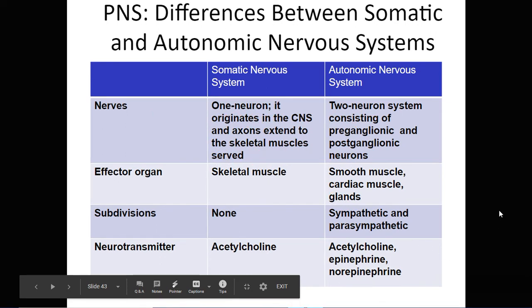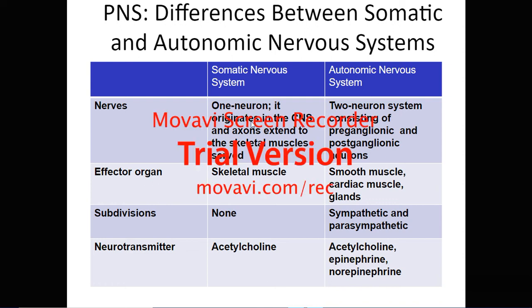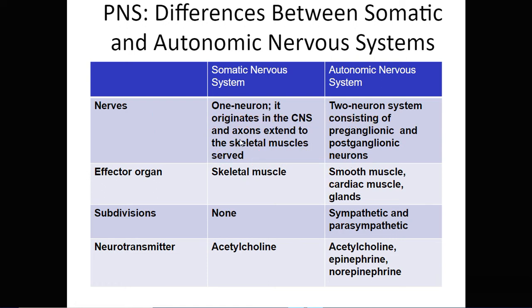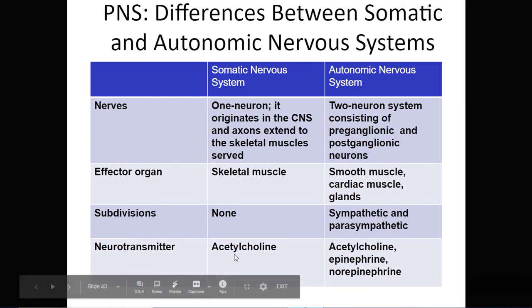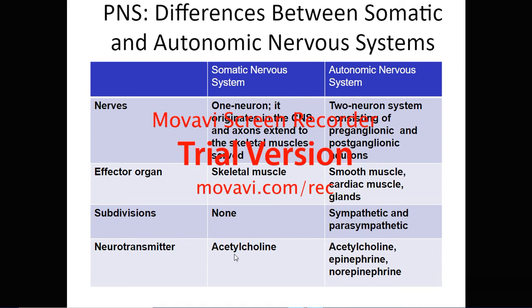All right, so this table summarizes the differences between the somatic and autonomic nervous systems. With the somatic nervous system, you have one neuron that originates in the central nervous system, and the axons extend to the skeletal muscle served. So the effector organs are always skeletal muscle, with no subdivisions, and the neurotransmitter is acetylcholine. Remember when we talked about muscles, pretty much the only neurotransmitter we mentioned was acetylcholine.